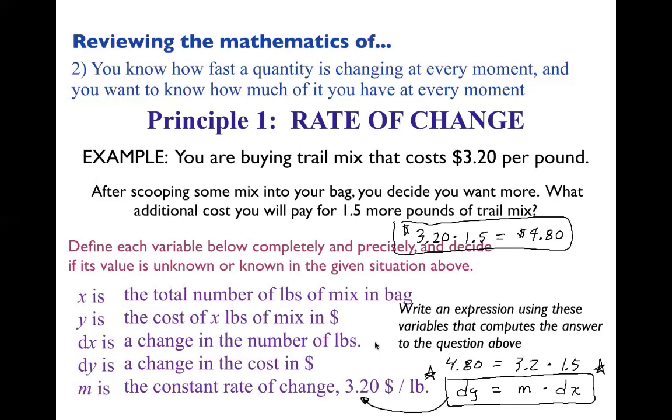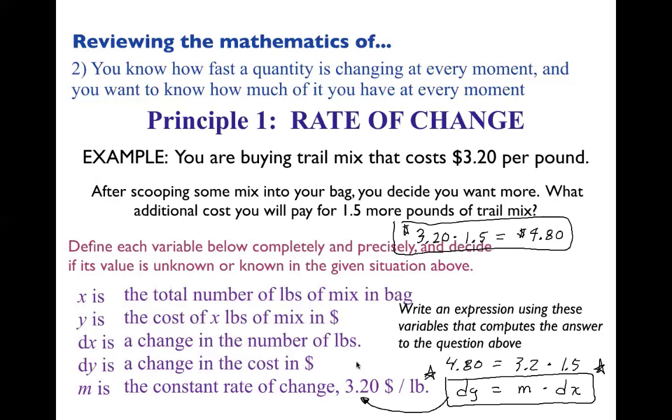We could say that number means every pound costs $3.20. And that's true, but this equation gives us a much broader meaning for this. Did we change by 1 pound? No, we changed by 1.5 pounds. You could have any change in pounds, and this rate of change tells you how much the change of cost is. Not just a change of 1 pound, but you could change the number of pounds by any amount, and then you'd know how much your cost goes up.